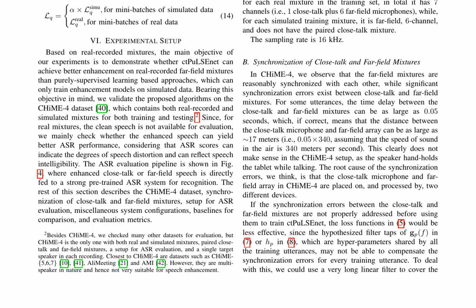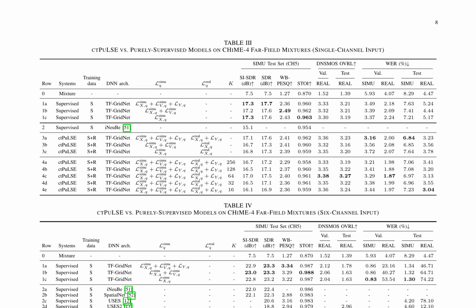The system is trained on the QIIME-4 dataset, which includes both real recorded and simulated mixtures. SNR augmentation for simulated mixtures and co-learning with real mixtures are employed in the training setup. Performance evaluation is conducted through ArXiv evaluation, focusing on speech intelligibility and distortion. The proposed method is compared against purely supervised models trained on QIIME-4 simulated mixtures, as well as other existing models such as iNoiB, SpatialNet, USES, and USES2. Evaluation metrics include DNSMOS, WER, STOI, WB-PESQ, SDR, and SI-SDR.